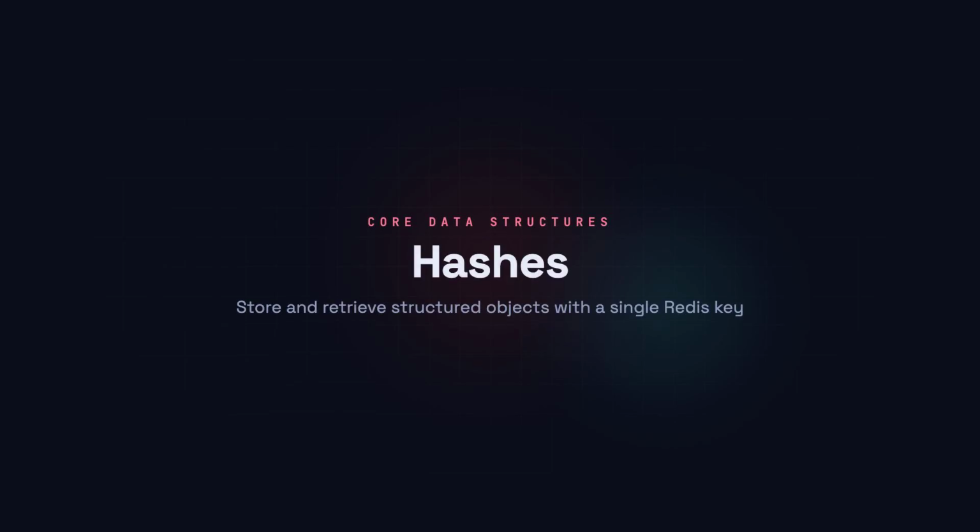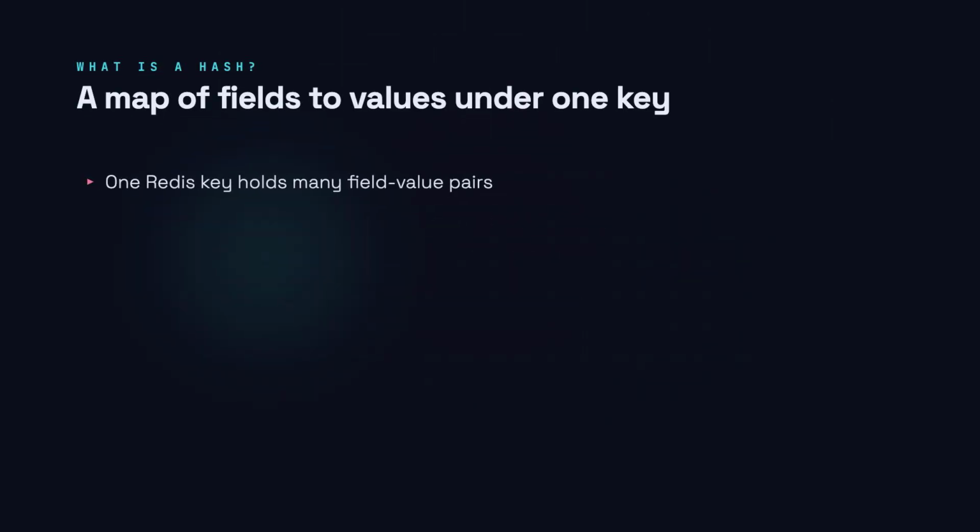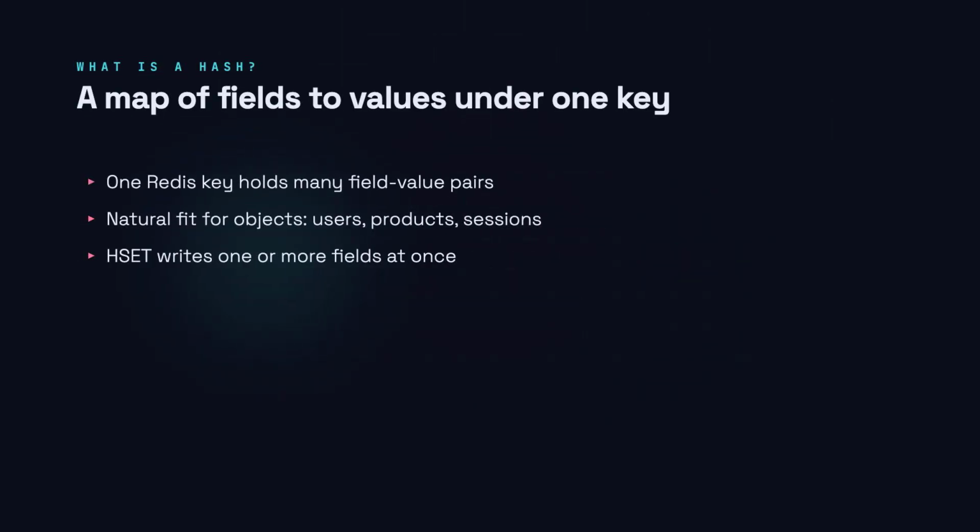In this video you will learn how Redis hashes let you store a whole object under one key and what to watch for when reviewing code that uses them. A Redis hash is like a mini dictionary living inside a single key.